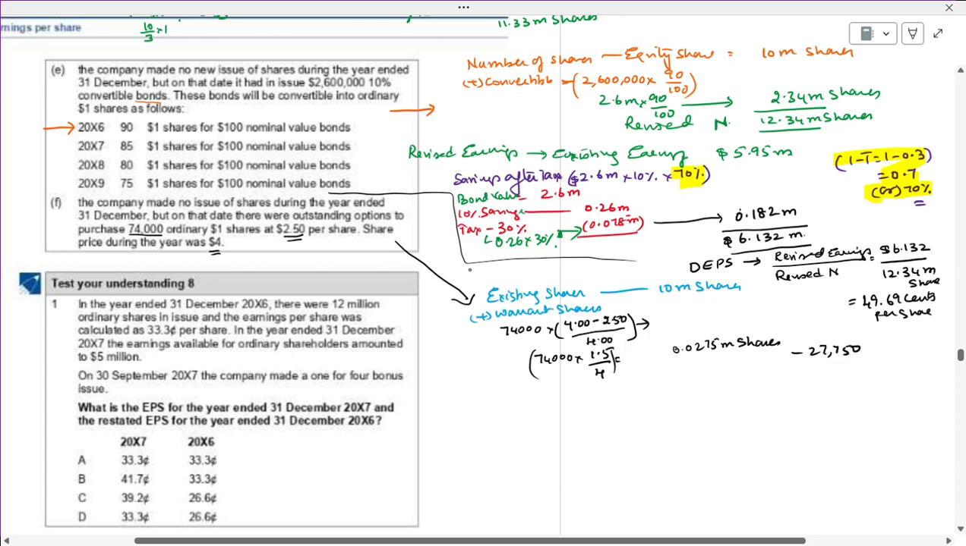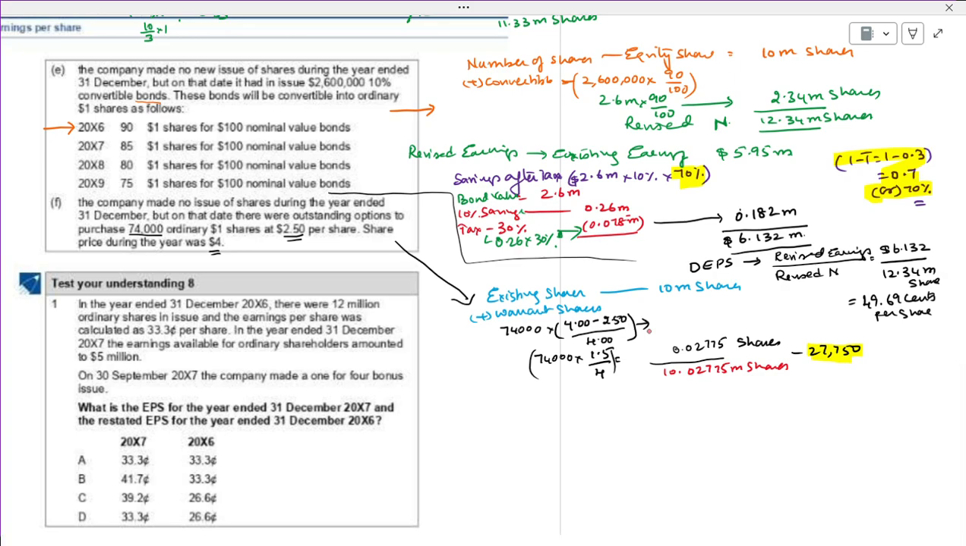27,750. You have to be a little bit careful on that. Check again. We got 0.02775 because it is 27,750. Little bit careful on that. So the total is 10.02775 million shares.